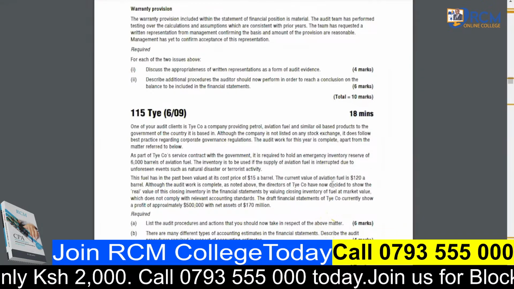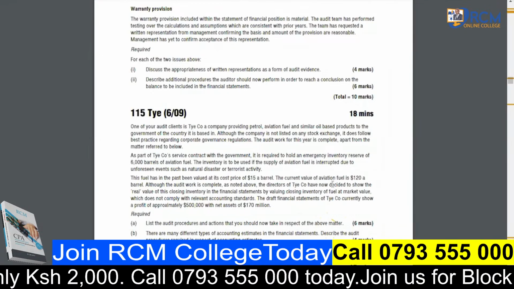Question: audit procedures required in regards to accounting estimates.